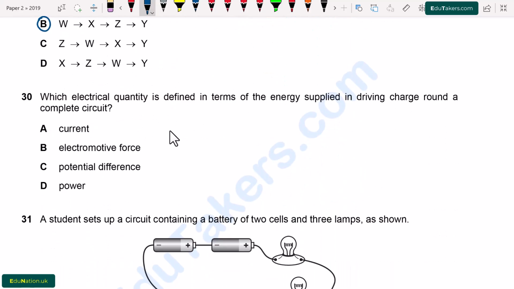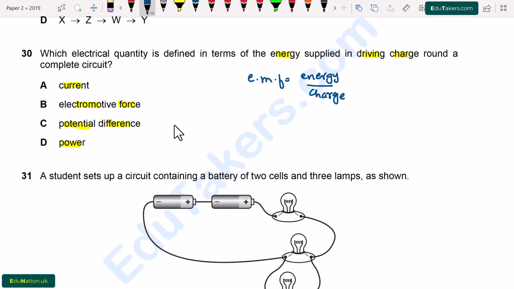Question number 30. Which electrical quantity is defined in terms of the energy supplied in driving charge around a complete circuit? Option A, current. B, electromotive force. C, potential difference. D, power. So this is basically the electromotive force, which is equal to the energy supplied to the charges. So from here, option B is correct.